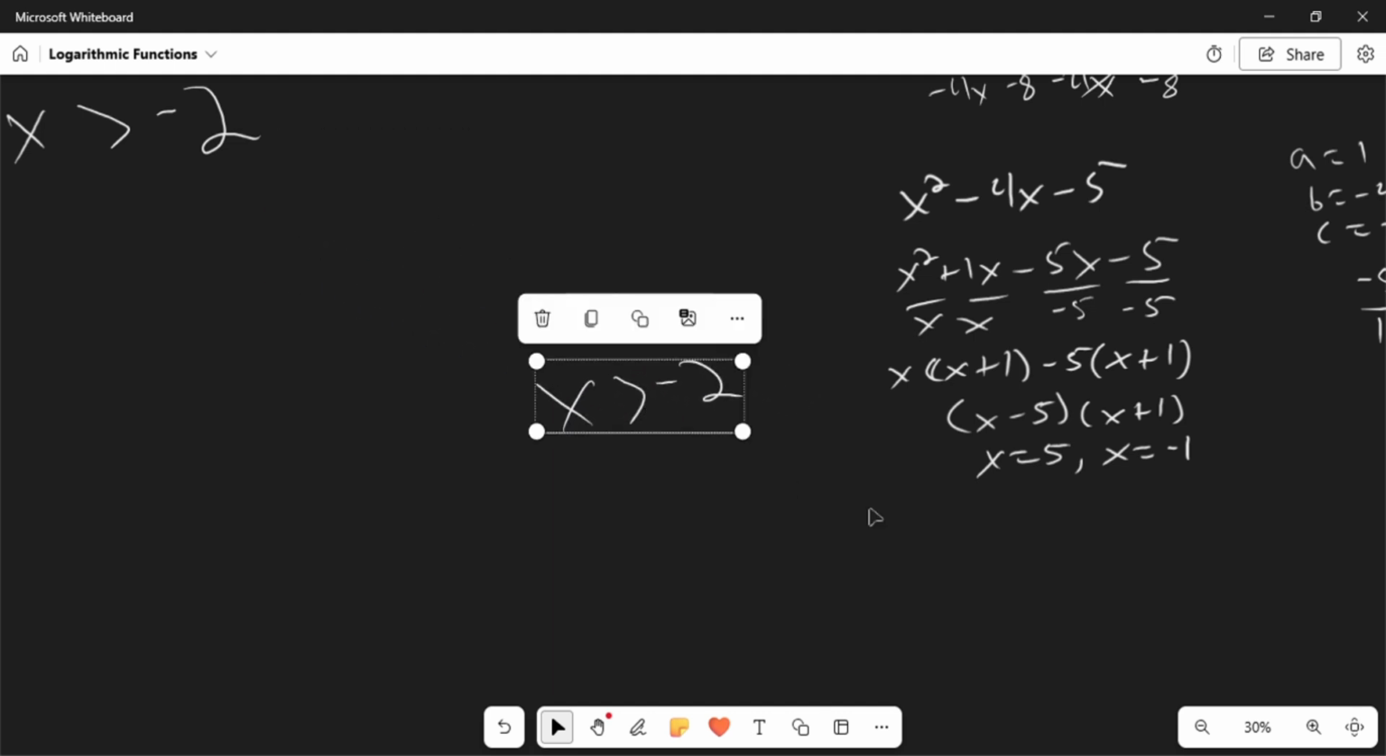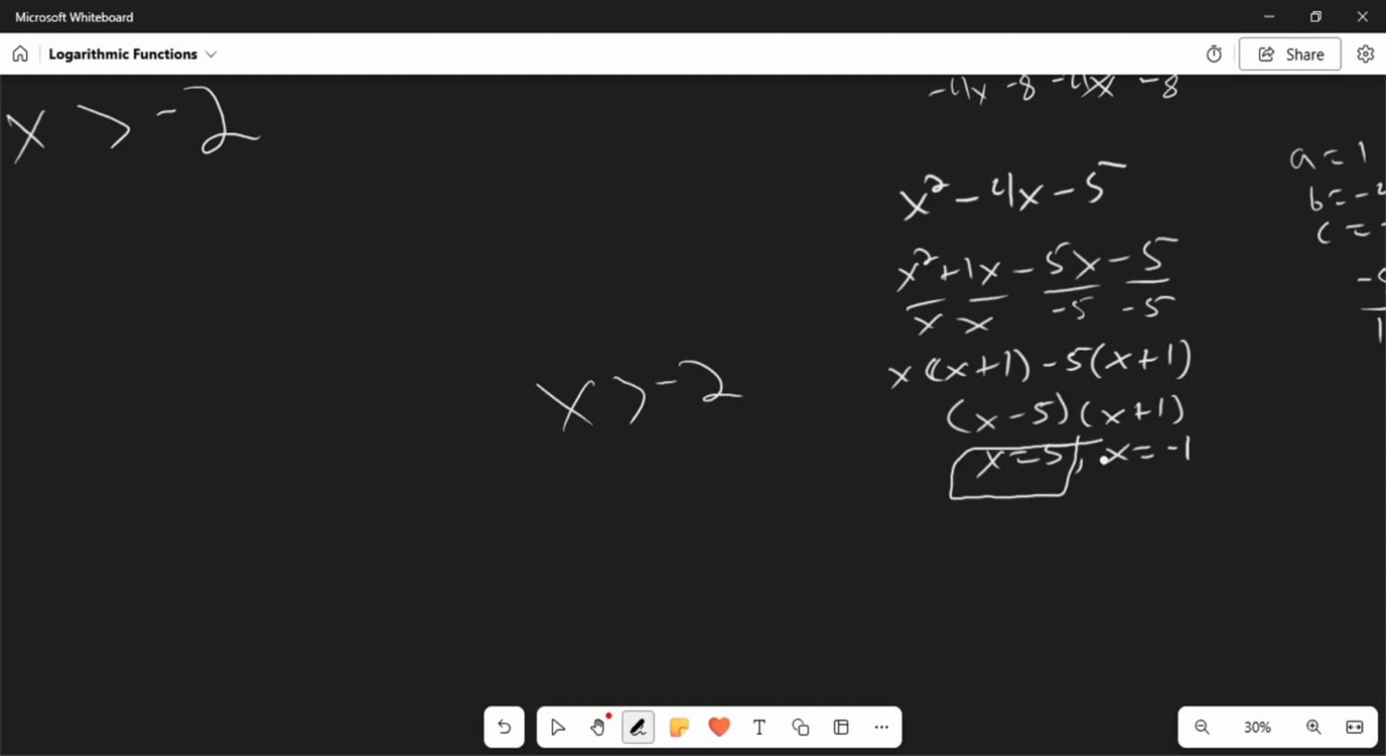This one is definitely greater than negative 2. So, of course, x equals 5 is going to be a solution. But now let's look at x equals negative 1. And x equals negative 1, well, not so much. This right here is going to be an extraneous solution.